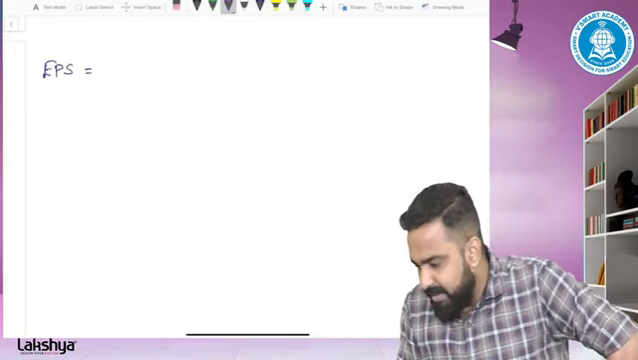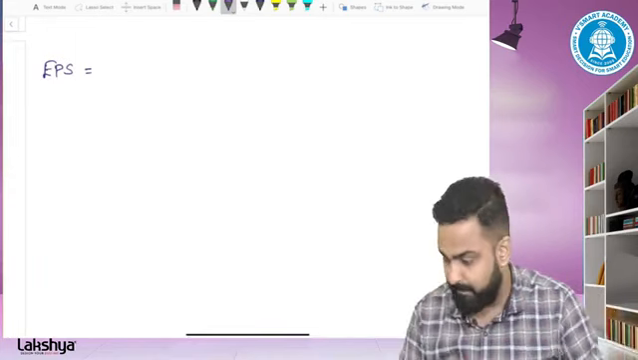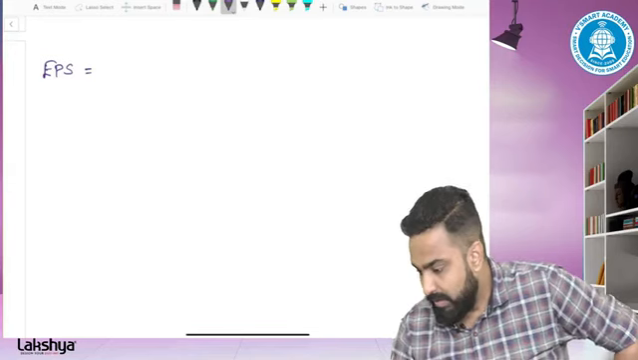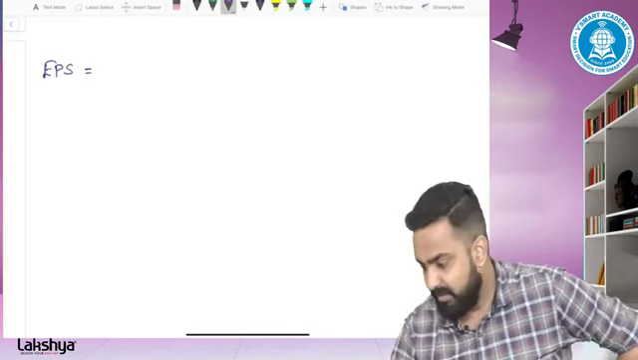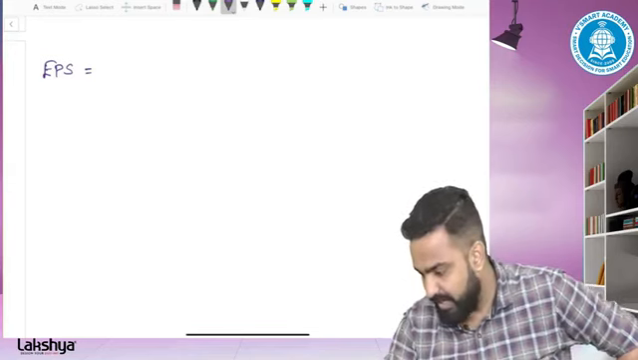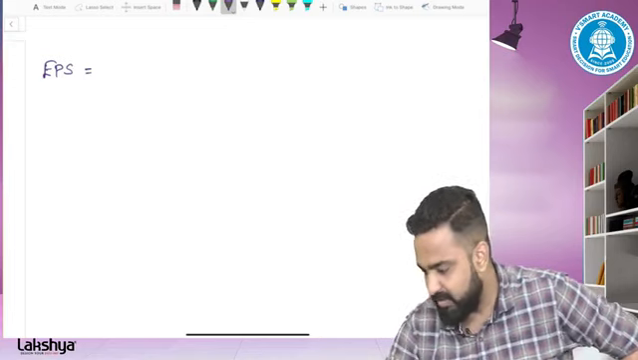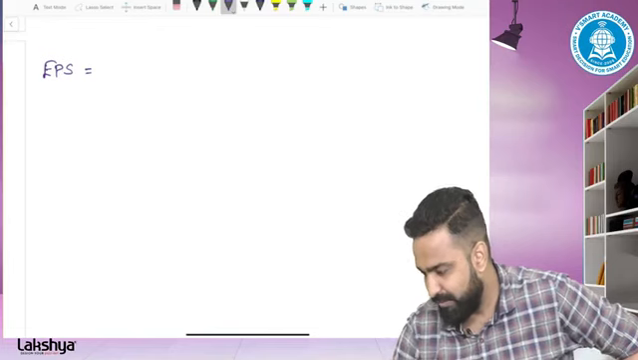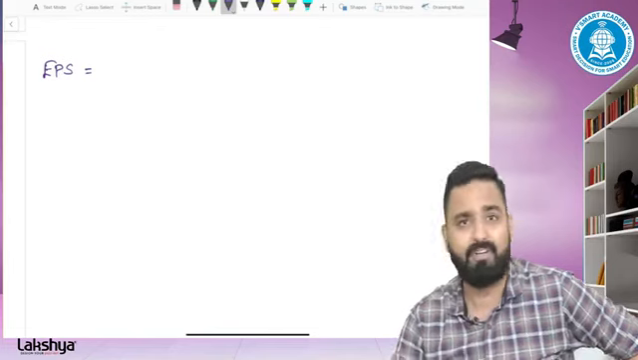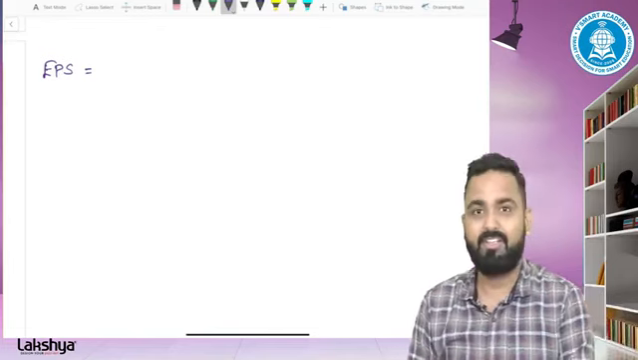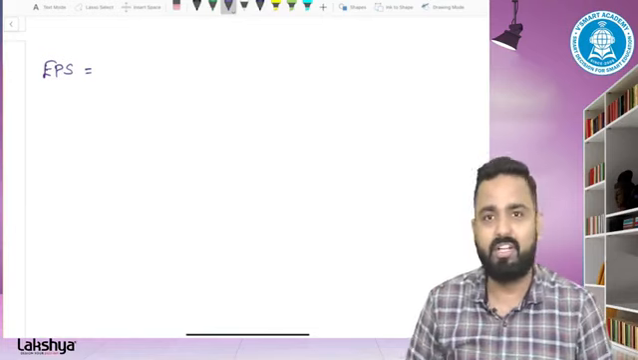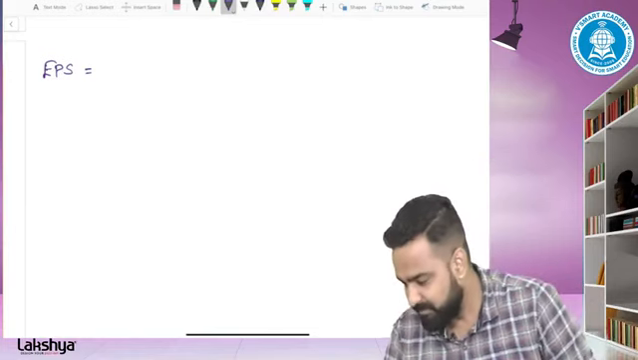Profit after tax divided by number of equity shares. EAT, earning after tax divided by number of shares. Earning after tax divided by outstanding number of shares. Everyone is saying profit after tax. Guys, profit after tax is not considered for EPS purpose.